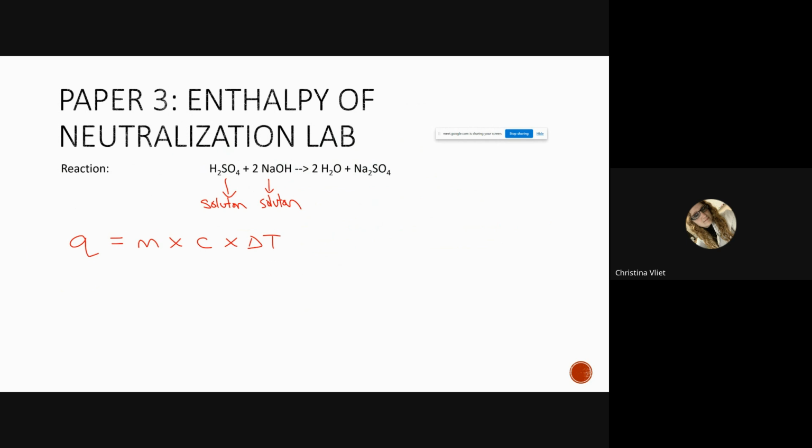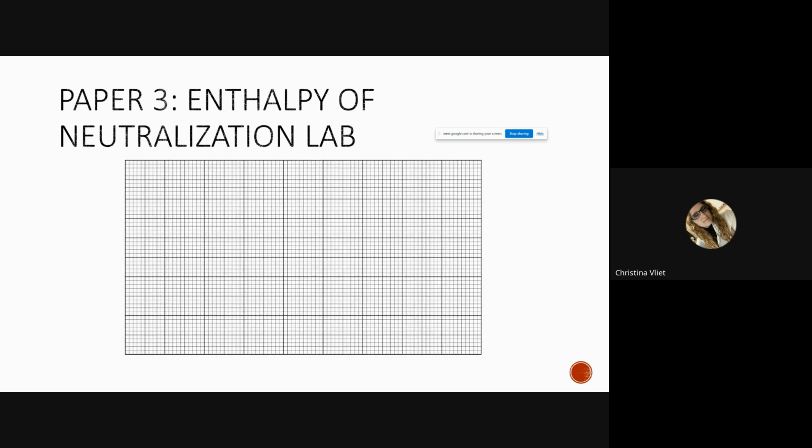This reaction, I'm just giving you a heads up just so you know what's going on. So neutralization means acid and base is what you're provided. It's one of the types of enthalpies, meaning one of the types of reactions that releases heat or absorbs heat.